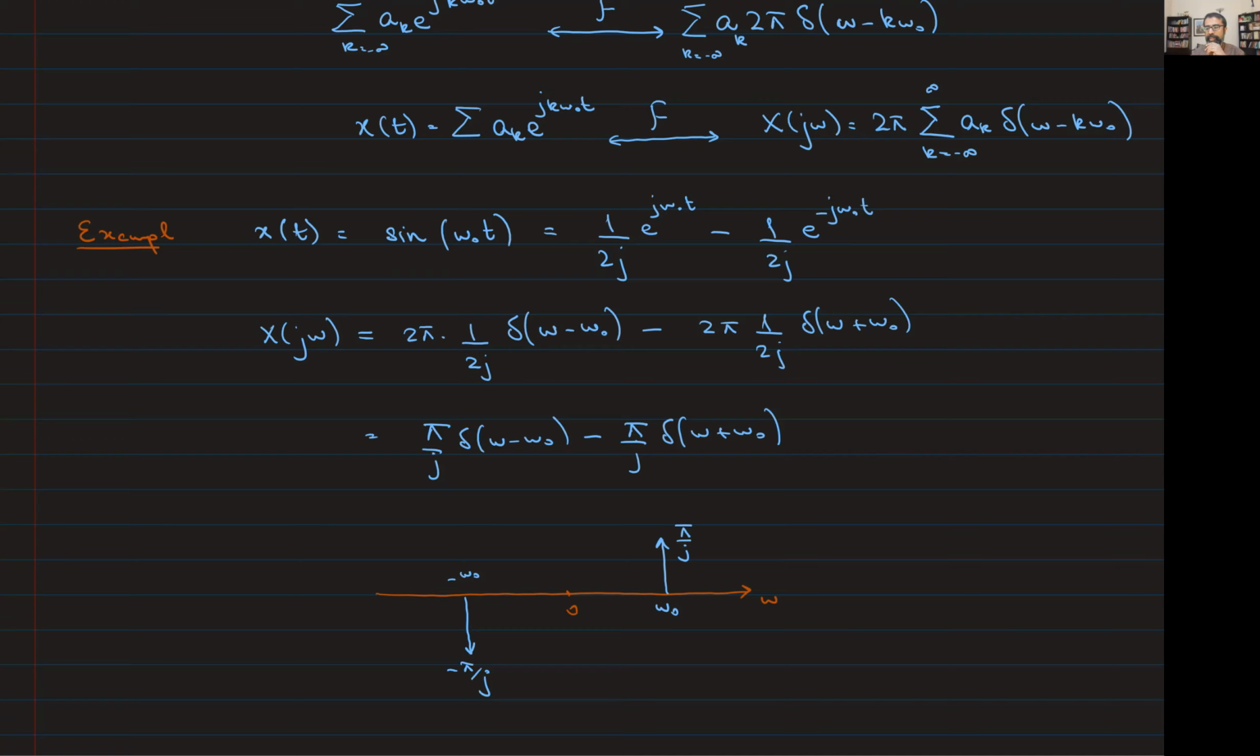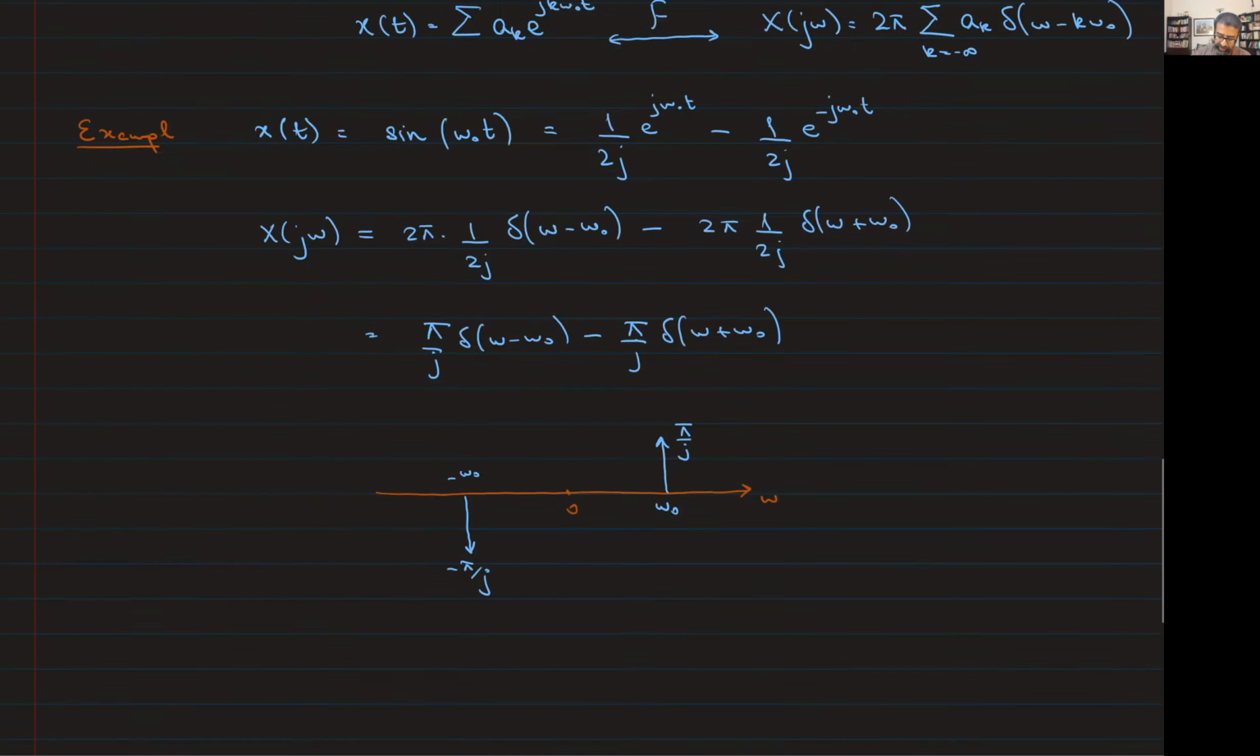Okay? So mind you, this is just a visualization. So pi by j is the imaginary height, right? And minus pi by j is a negative imaginary height, right? So this is two impulses, and the impulses are scaled by a complex number, right? So this is for a sinusoid. Let's look at another periodic signal.